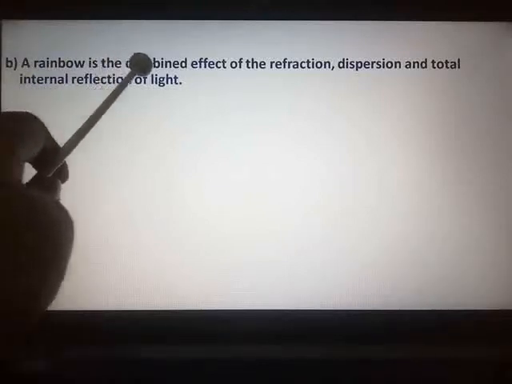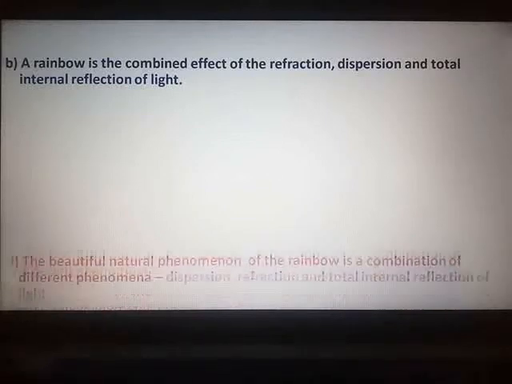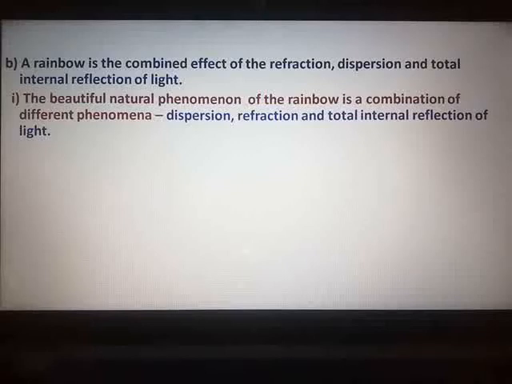A rainbow is the combined effect of the refraction, dispersion and total internal reflection of light. As I have told you earlier, when such a type of question is asked based on the rainbow, first you will draw the diagram. I have not drawn it on this slide because I told you about the diagram when the explanation was completed. The diagram which you are going to draw is figure 6.10 from page number 78. Now mark the answer. Page number 78, last paragraph of that page.